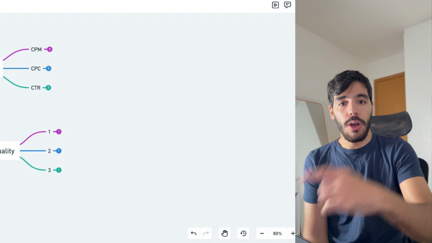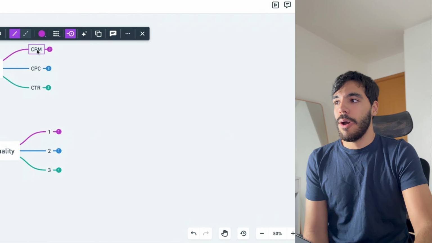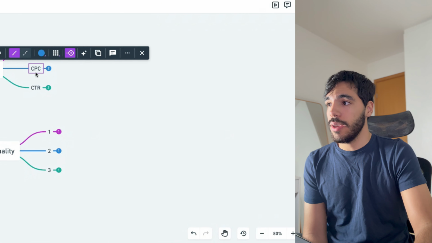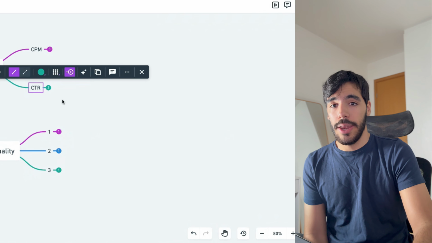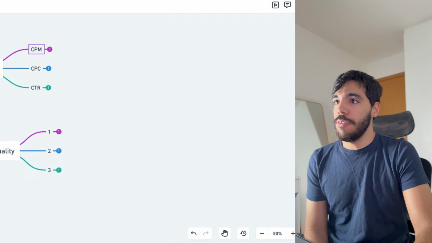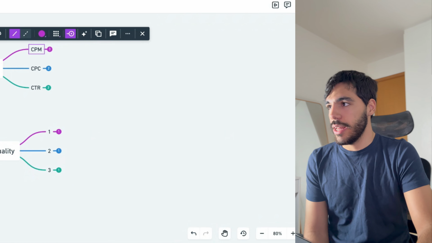The concept of the cost per lead is basically an amount of CPM, the cost per 1,000 impressions, the CPC, the cost per click, and the CTR, the click-through rate. You need to work on getting better numbers here. For example, if your cost per 1,000 impressions, let's talk about the CPM.